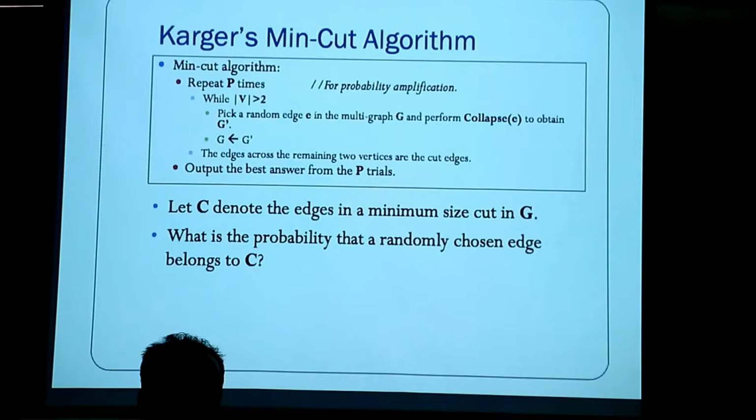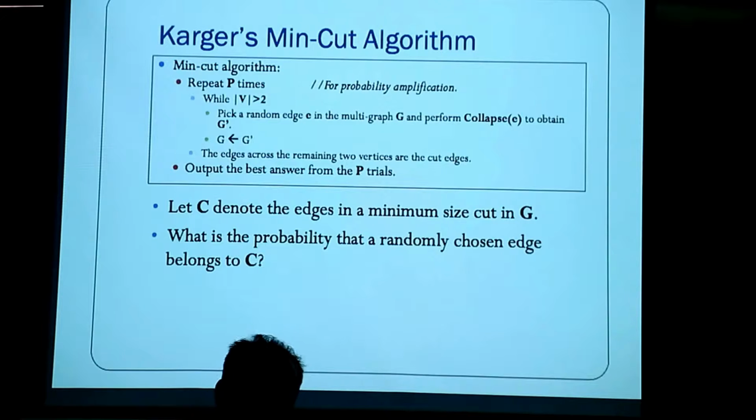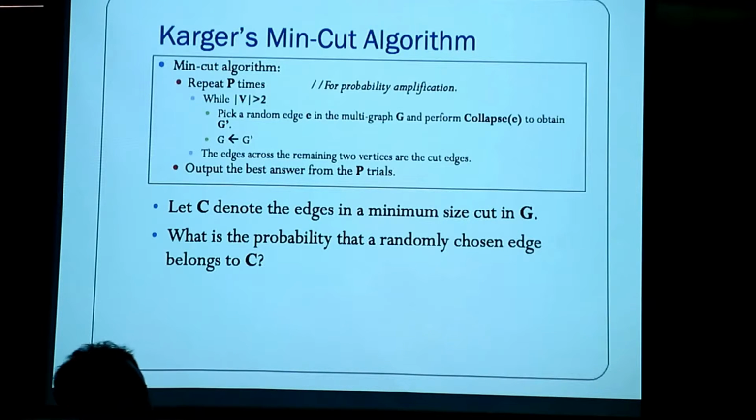Why not concentrate on that? No, but we are doing it, right? Within the while loop we run it until we have two nodes left. That gives us a cut. But we then run this whole procedure starting from the original graph P different times, independently, just to boost the probability. Because if we do it once, the probability might not be significant. We're going to do the analysis and pick P very carefully.